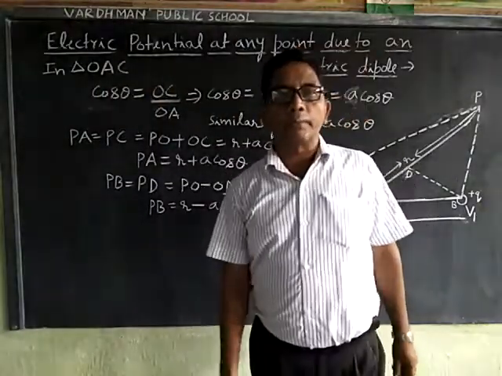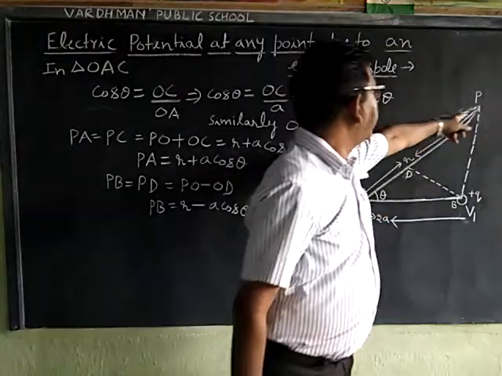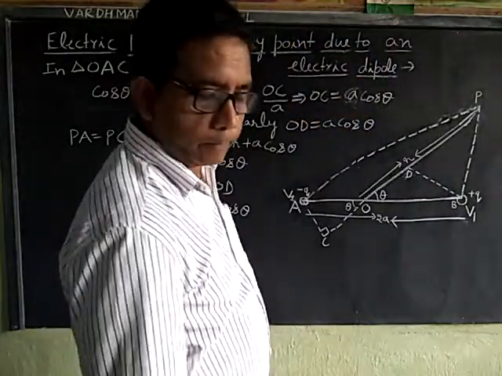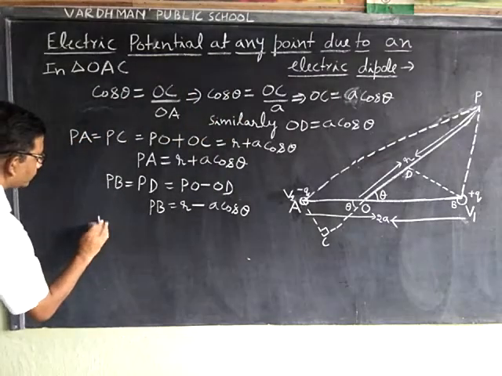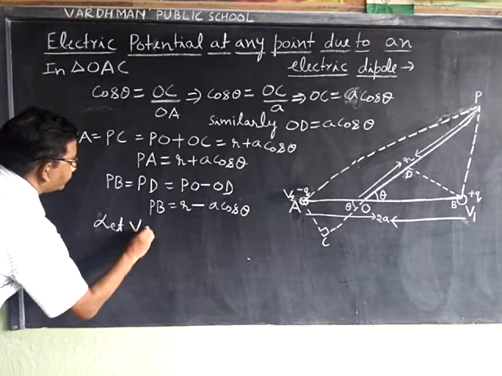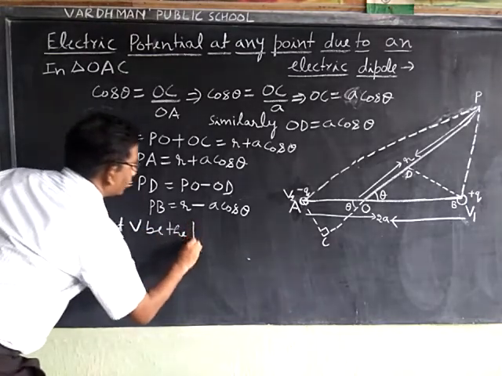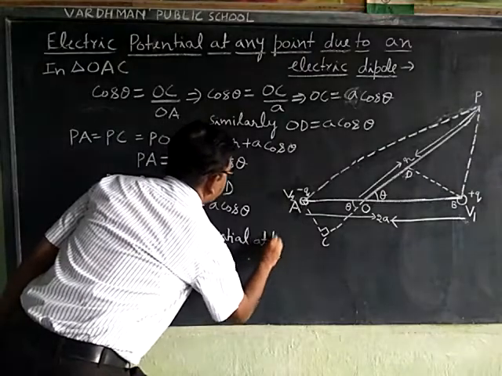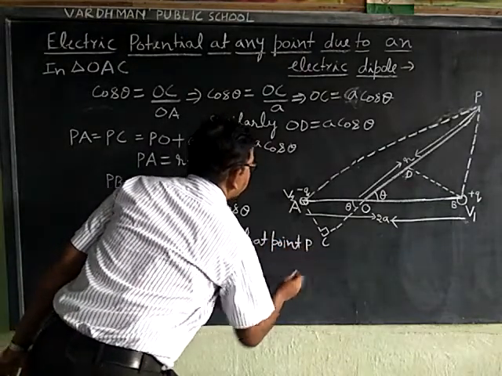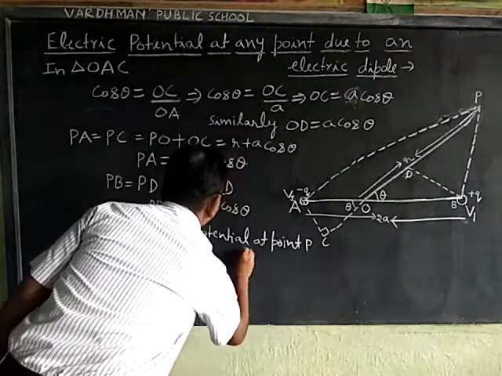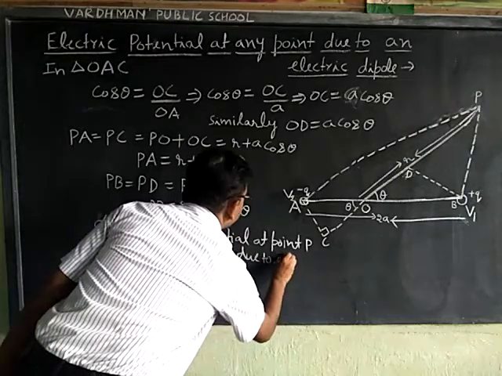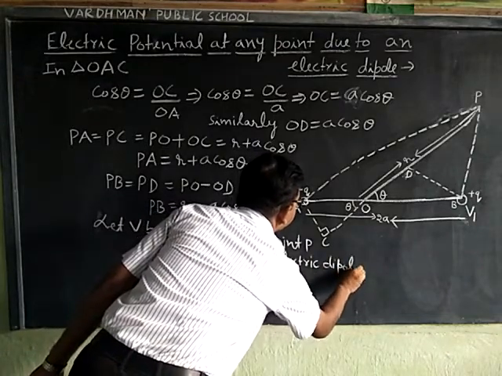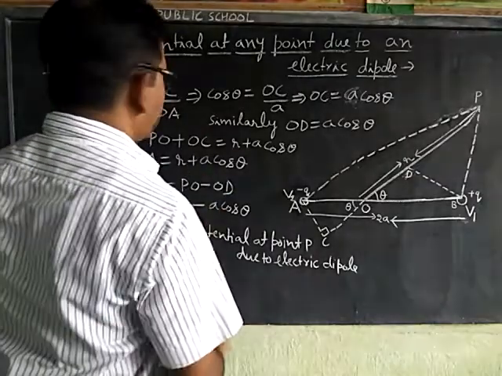Let V be the potential at point P due to an electric dipole.